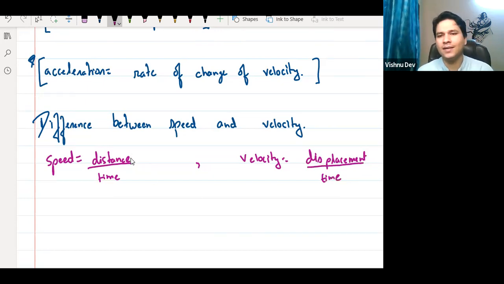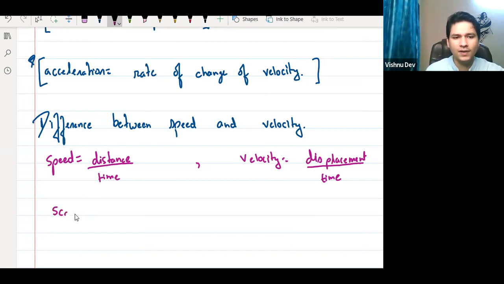What is distance? Distance is a scalar quantity or vector quantity? Tell me. Yes, scalar quantity. Very good. So distance is a scalar quantity, which means it does not depend on direction.